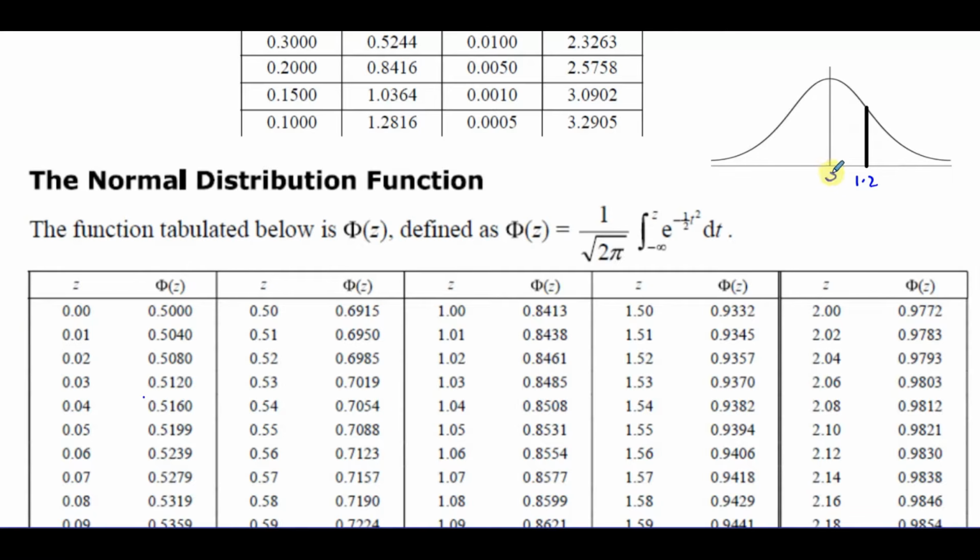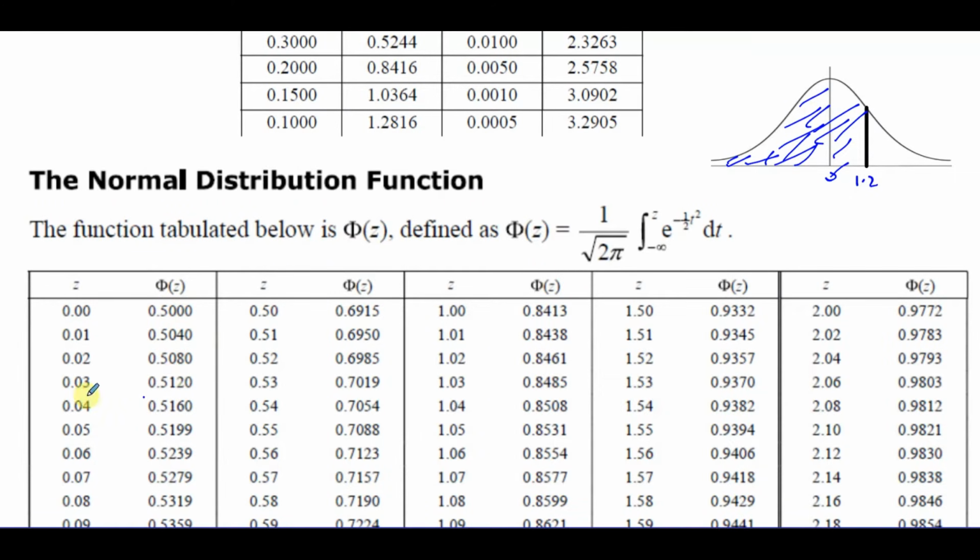So the area to the left of 0 is going to be half the area, because the mean is in the middle. In a normal distribution, the mean, the median and the mode are all together. So it's halfway, which means there's 0.5 of the distribution to the left and 0.5 to the right. Half of it is on either side. We're looking for the area which is to the left of 1.2.